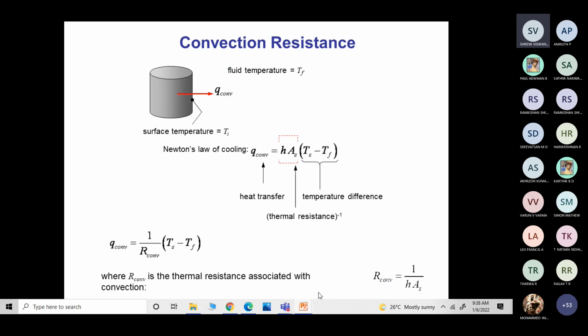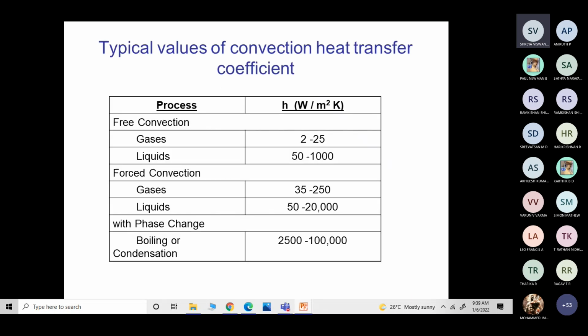The convective heat transfer coefficient of the fluid is very much important. Now you can look into here. In case of free convection, gases will have 2 to 25, and liquids will have 50 to 1000. In case of forced convection, gases will have 35 to 250, and liquids 50 to 20,000. And with phase change, either boiling or condensation, you will have 2,500 to 100,000 watt per meter squared Kelvin. So liquids will have higher convective heat transfer coefficient.